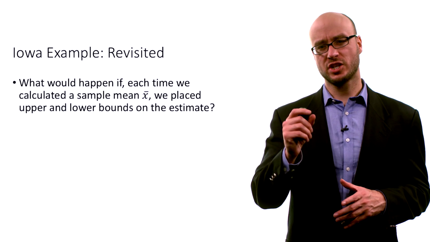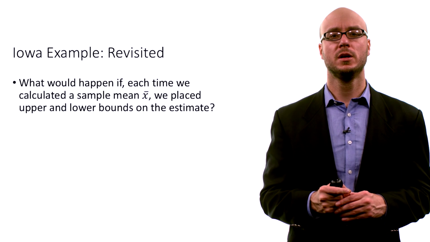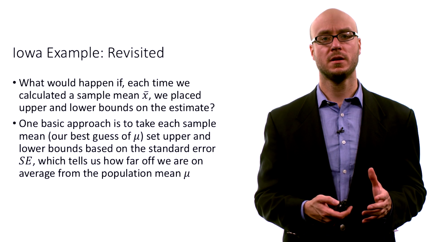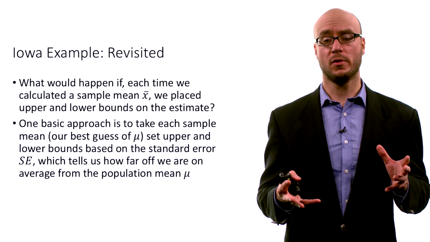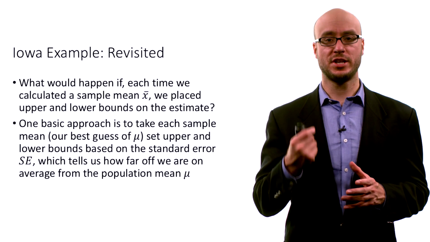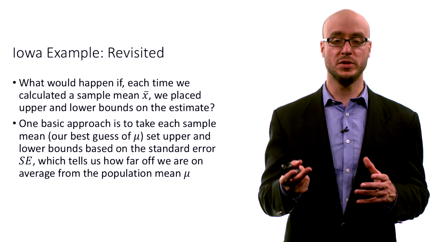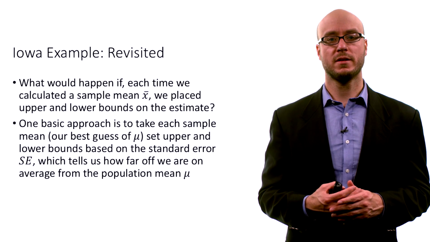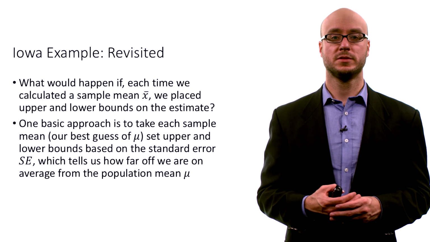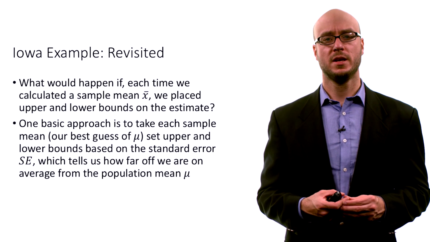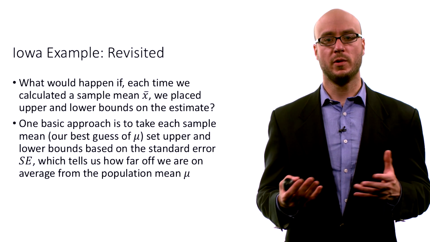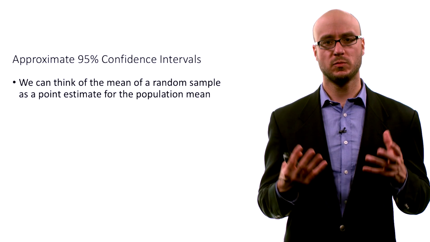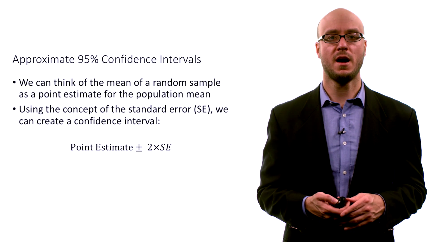What would happen if each time we calculate a sample mean X bar, we placed upper and lower bounds or limits on a particular point estimate? One approach is just to take each sample mean, our best guess of mu for that particular sample, and set upper and lower bounds based on the standard error of the sample mean, sigma divided by the square root of n, which tells us how far off we are on average from the population mean mu. So let's look at what we call approximate 95% confidence intervals.